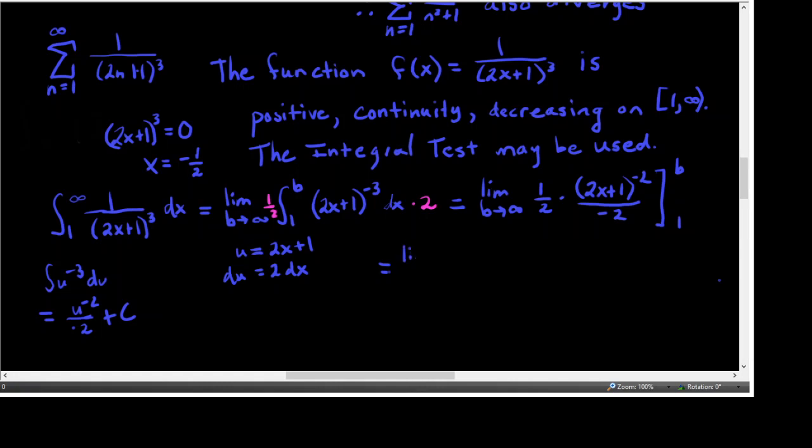So this is the limit as b approaches infinity of negative 1/4 times 1 over (2b plus 1) squared. It's a substitution of b in, minus negative 1/4 times 1 over (2 times 1 plus 1) squared. All right.